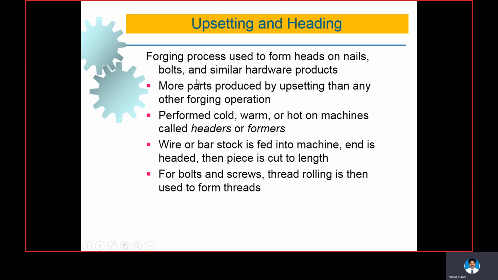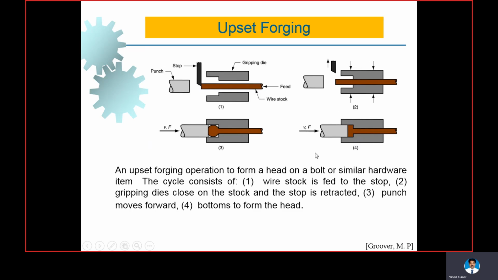The most widely used forging operation is called upsetting and heading. What is the meaning of upsetting and heading? Production of heads on nails, bolts, and similar hardware products is called the upsetting or heading process. This is the most widely used forging operation compared to any other forging process. The machines are also called headers or formers. The wire or bar stock is fed into the machine, the end is headed, and then the piece is cut to length. For bolts and screws, after upsetting and heading, they are sent to thread rolling, and threads will be formed on the outer surface.